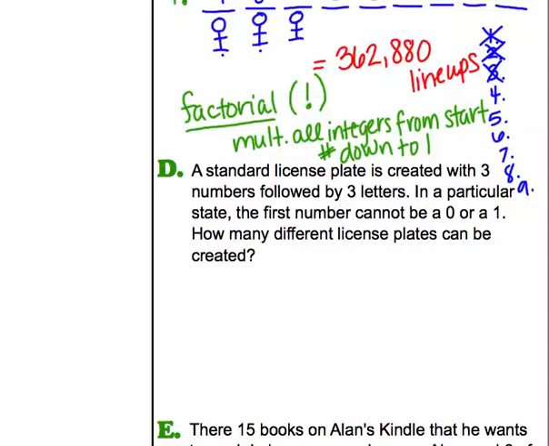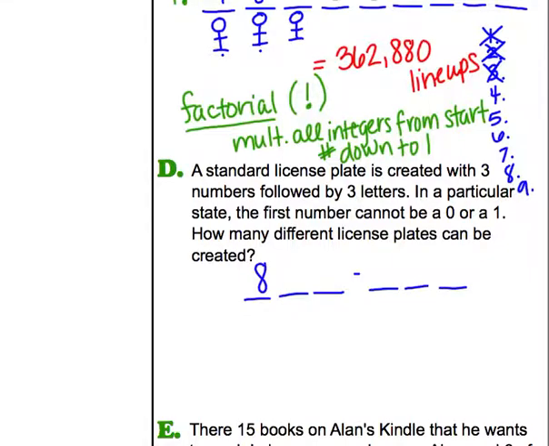So when I think about this, my license plate is going to be 3 numbers followed by 3 letters. So when I look here, it says the first number cannot be a 0 or a 1. Well, if I think about all the digits that I can possibly use to give myself an opportunity to create this, I can't use a 0 or 1. There are 10 possible digits, 0, 1, 2, 3, 4, 5, 6, 7, 8, and 9. But I can't use a 0 or 1 in the first spot, so that means I have 8 choices here.